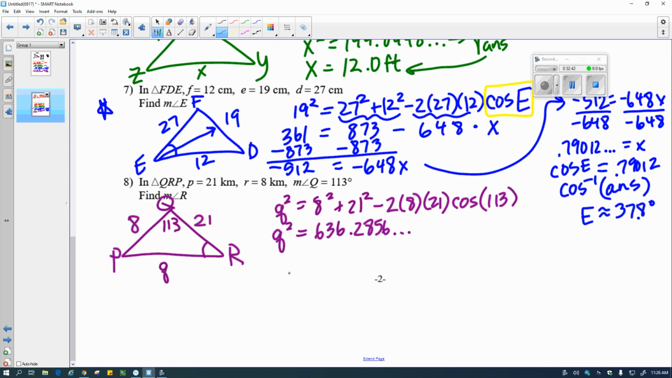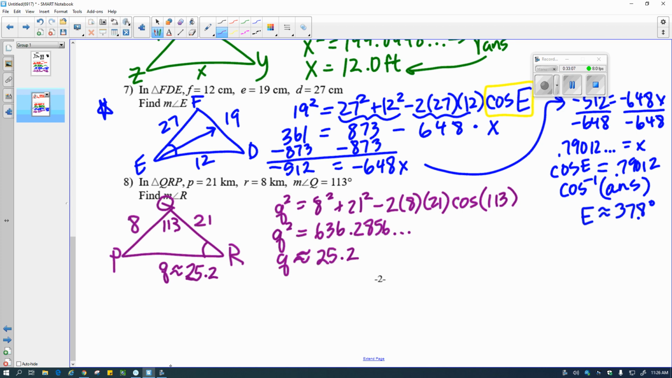So to find Q, I'm going to do the square root of that answer. So second square root of that answer that was just plugged in there. And I got 25.2-ish, a rough value of about 25.2. So Q is about 25.2. So I'll plug that in there.